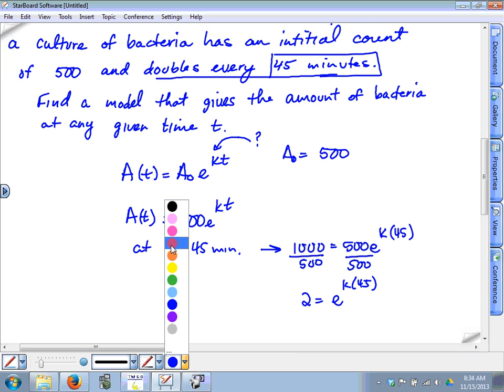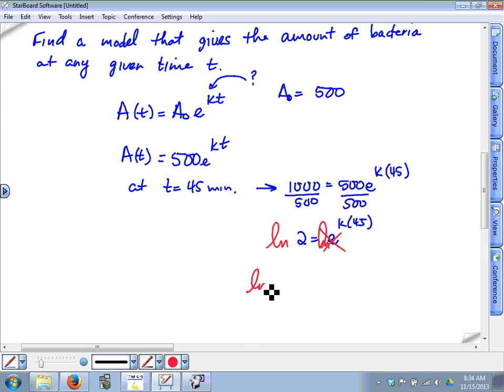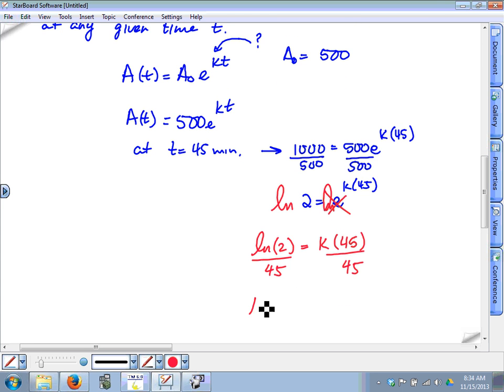Now we do natural log. Very good. Natural log on both sides. So that cancels the base of e. So what we have is the natural log of 2 is equal to k times 45. It's no longer an exponent because the base is gone. It's just a normal expression. What is it we're solving for? K. K is being multiplied by 45, so now divide by it. So k is equal to the natural log of 2 over 45.